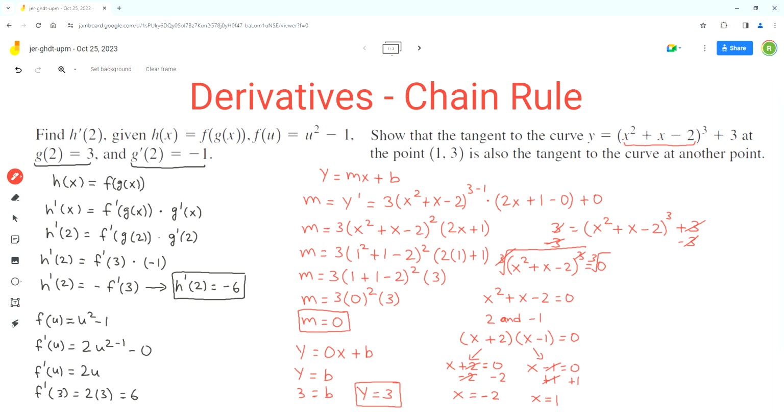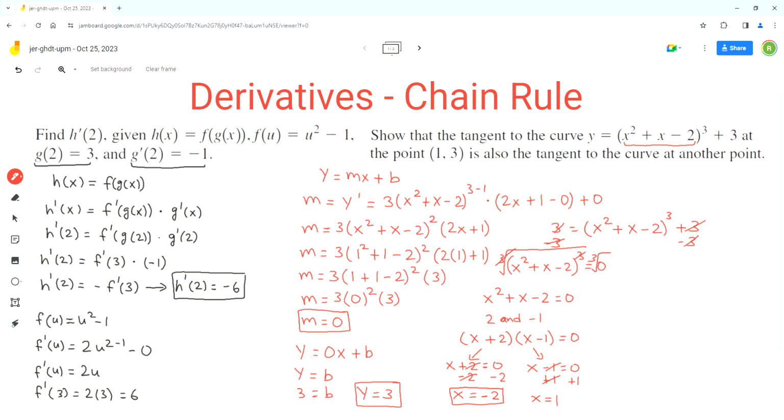Now one of the given points is 1, 3. So this x equals 1 corresponds to the point 1, 3 that's given. So that means the tangent touches the curve at the second point at which the x coordinate is negative 2. Now we have to check whether this line y equals 3 is tangent to the curve at that point or it intersects the curve at that point.